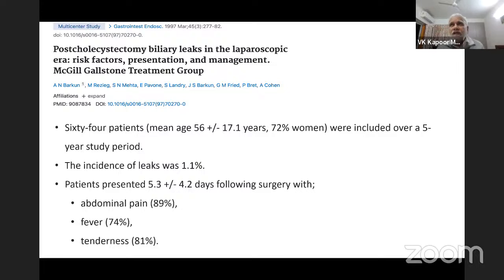So what I'm trying to say is that even if the patient has gone home on day one without any problems, it doesn't guarantee, it doesn't mean that there is no problem. There could still be a problem. Patient may develop symptoms later.